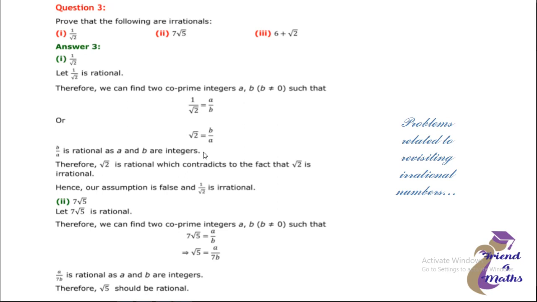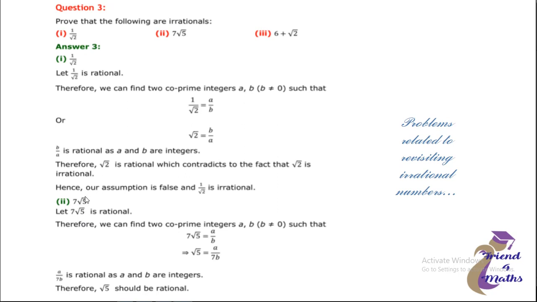So this is a wrong result, that they are equal to each other is a wrong result. That is because of our wrong assumption that 1 by root 2 is a rational number. So we can conclude that 1 by root 2 is not a rational number and it is an irrational number.